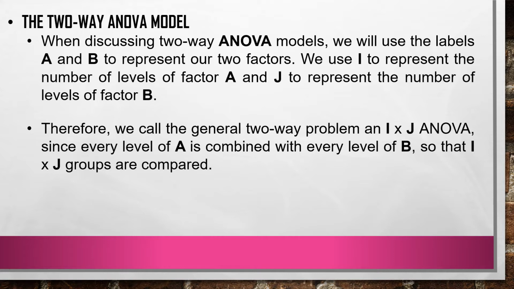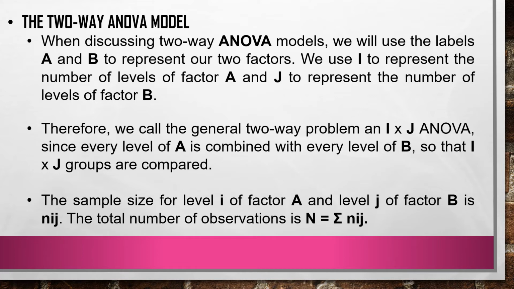In examples, we will use the factor names so that we can easily see the meaning of each variable. The sample size for level i of factor A and level j of factor B is n_ij. The total number of observations N is equal to the summation of n_ij over i and j.